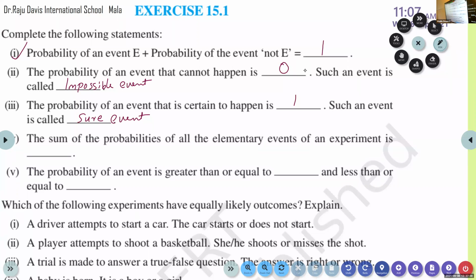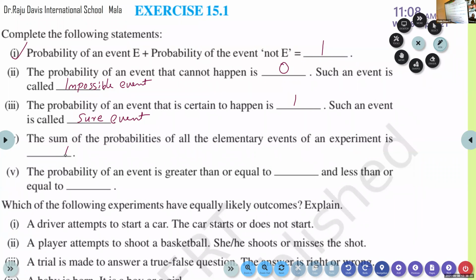The sum of the probabilities of all elementary events of an experiment is, Navneet? Answer for the fourth one. It is 1. We have explained, no, probability of H plus probability of T is 1. Probability of 1 plus 2 plus 3 and so on up to probability of 6 is equal to 1. Sum of all the probabilities is equal to 1.